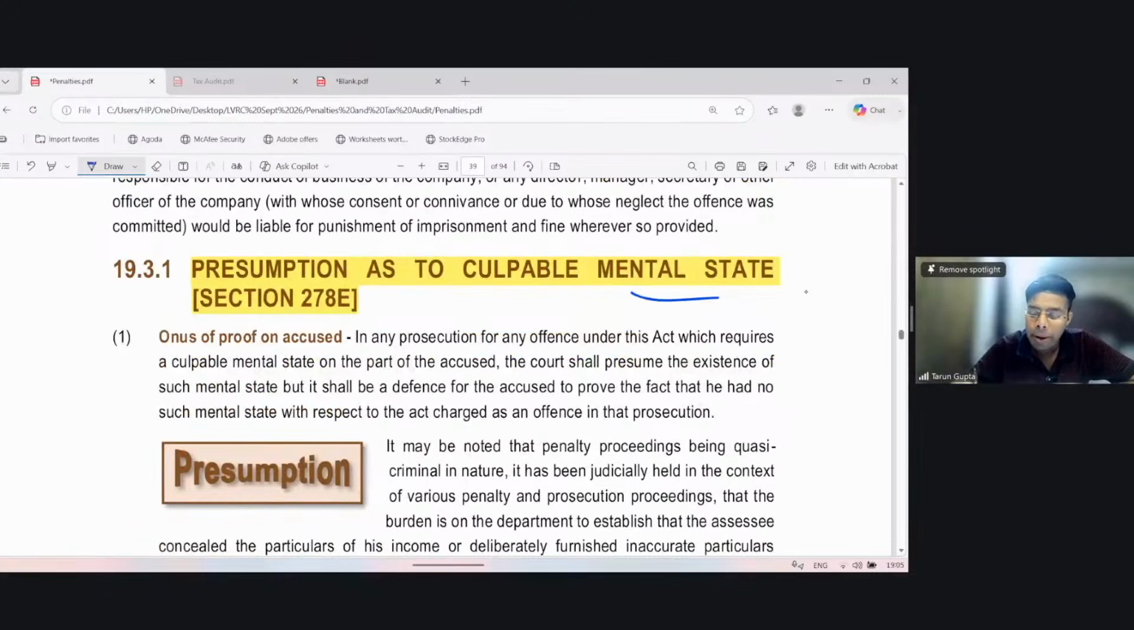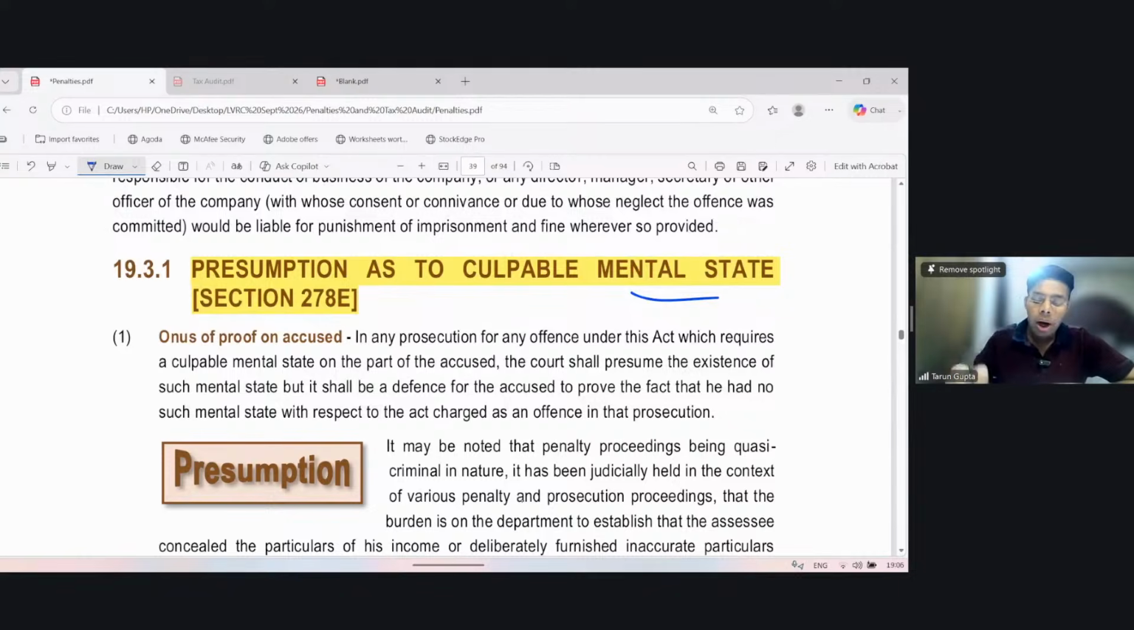Presumption as to culpable mental state. In case of prosecution, or penalty also, there has to be a malafide intention. A mistake does not give rise to a penalty or prosecution, but a fraud does. So what is the difference between mistake and fraud? In a fraud, there is an intention to commit a crime. The crime is committed with full knowledge and with an intention to commit. So this is called malafide intention.